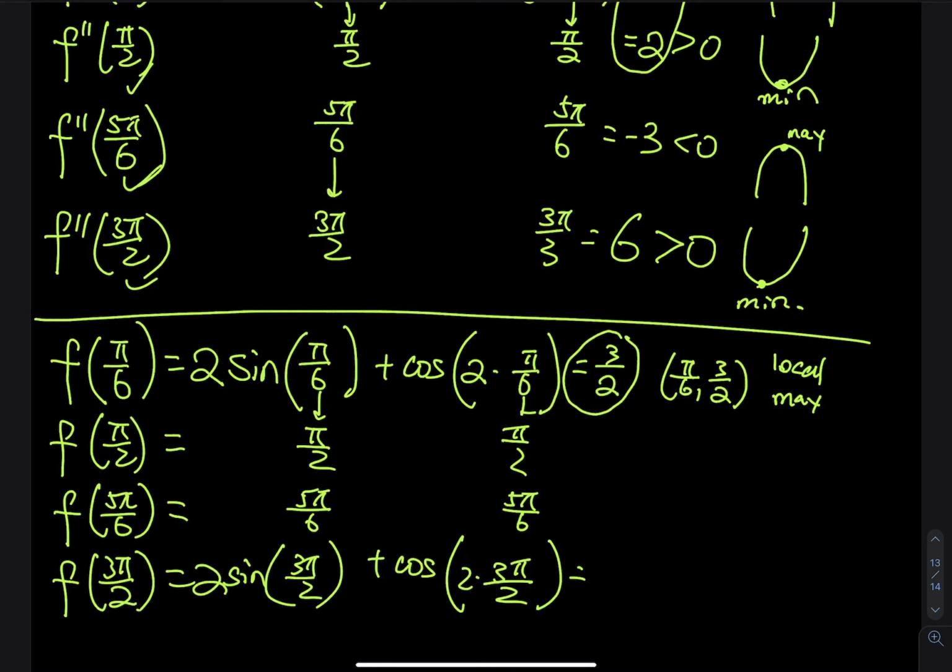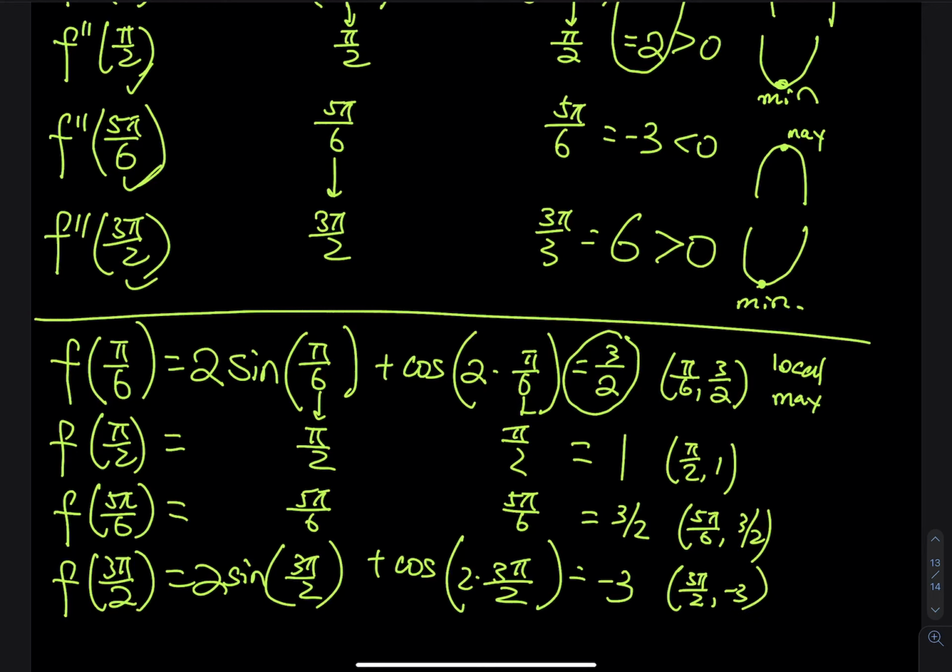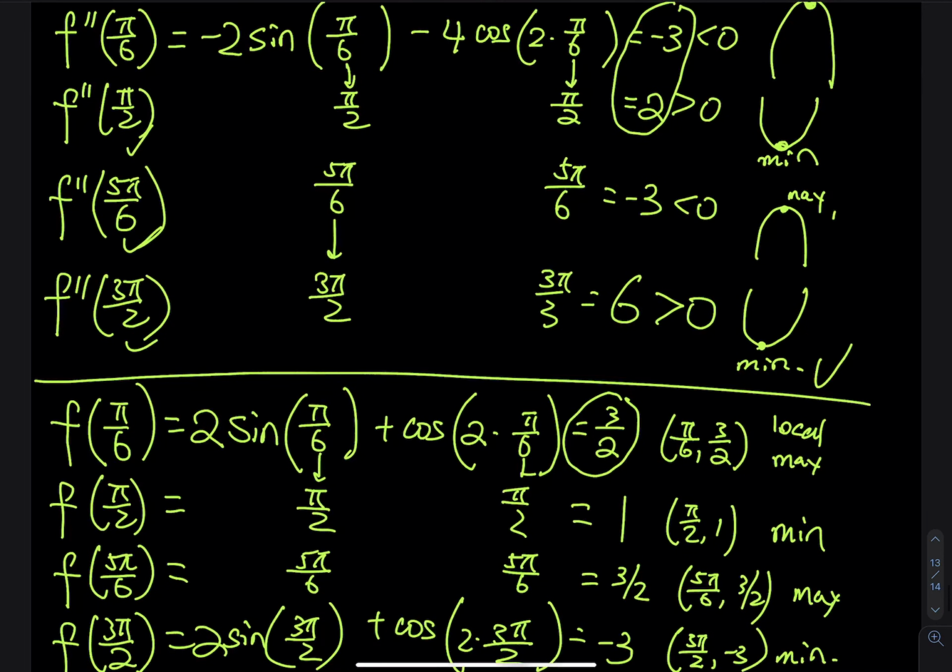All right, so this equals 1, this equals 3 half, and the last one equals -3. So each of these is an ordered pair: 5 pi over 6, 3 half, and then 3 pi over 2, -3. So this is a local max, this is a local min, this is a local max, this is a local min. This is from the conclusion that we made in there.